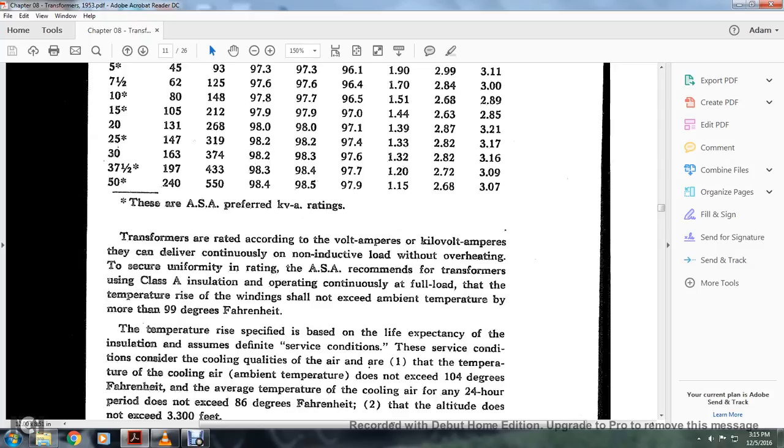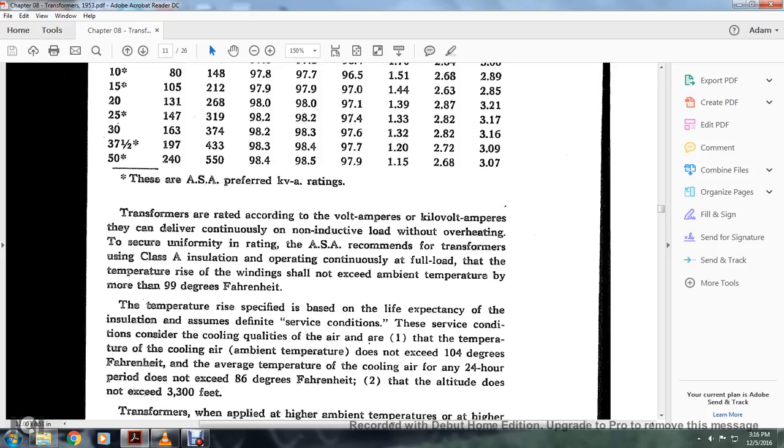Assuming the standard service conditions, the surface conditions are considered with the cooling quality of the air and the temperature of the cooling air. First, the ambient temperature does not exceed 104 degrees Fahrenheit, and the average temperature of the cooling air for a 24-hour period does not exceed 86 degrees Fahrenheit. Second, the altitude does not exceed 3,300 feet.